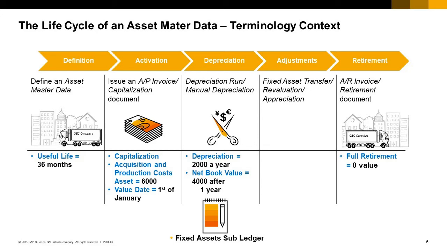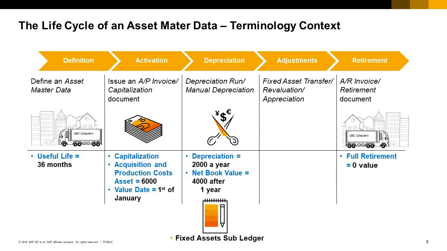Retirement is the removal of an asset or part of an asset from the asset portfolio. There are two ways to retire a fixed asset: by AR invoice if you are selling the asset, or by a retirement document if there is no customer involved and you need to write off the fixed asset.